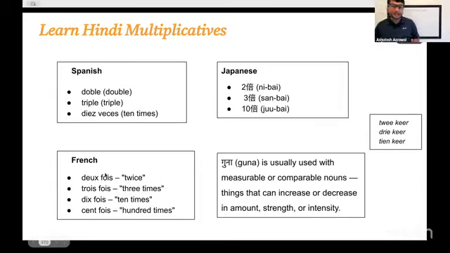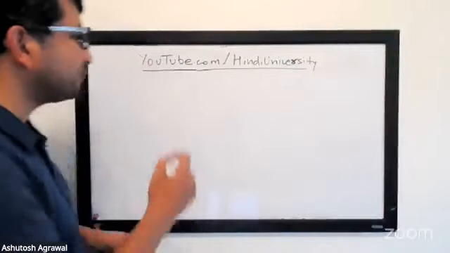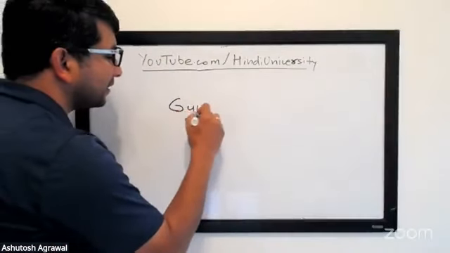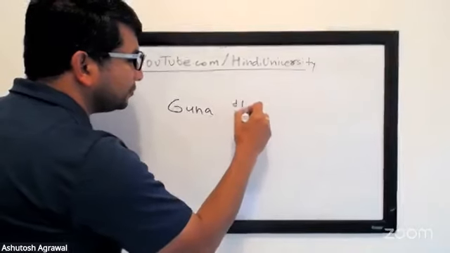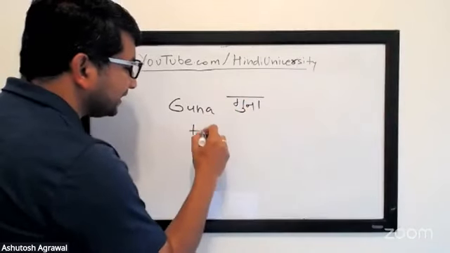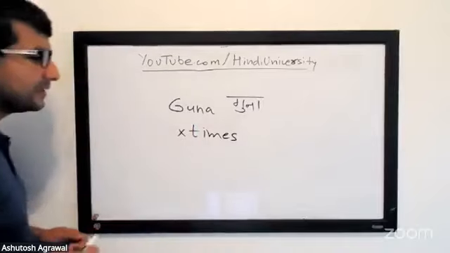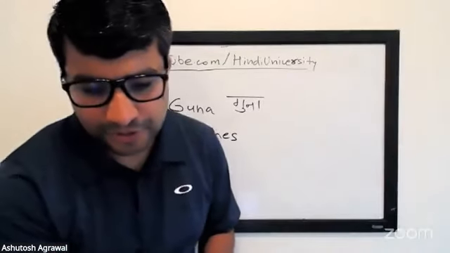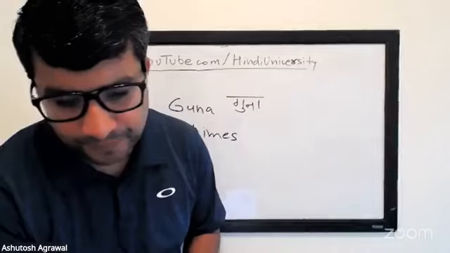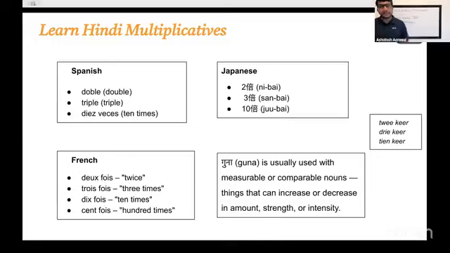Just like that, in Hindi also we have a suffix called guna. I'm going to stop sharing and talk about it. We have this suffix called guna, which is basically nothing but "times". You can use guna for any measurable and comparable nouns that increase or decrease in amount, strength, or intensity. Throughout the class you will see multiple examples of that.